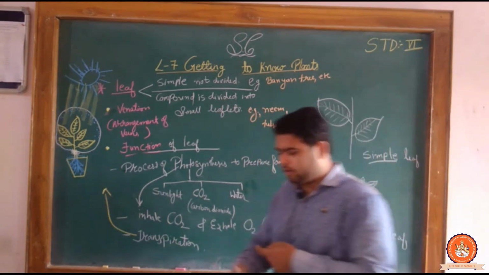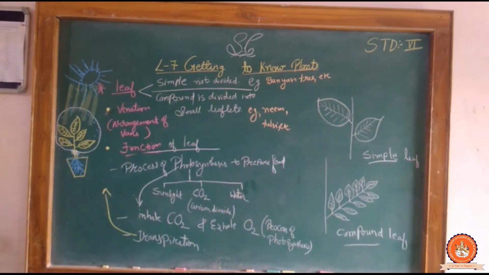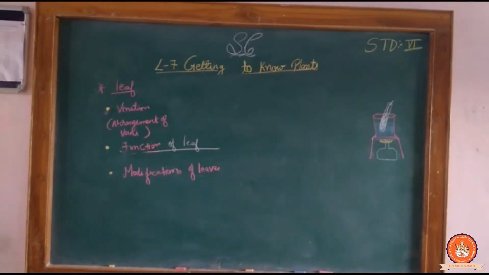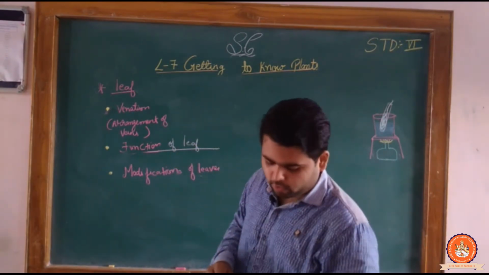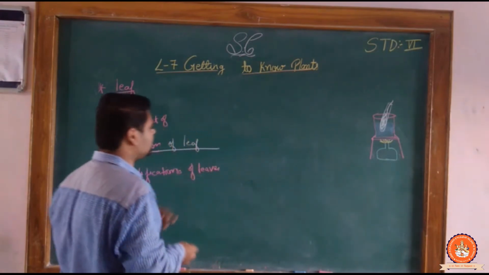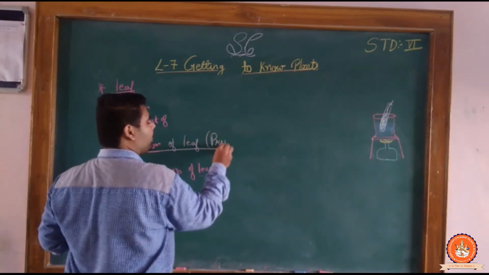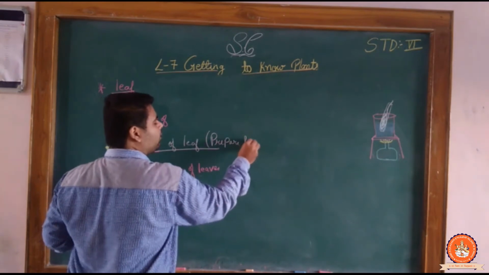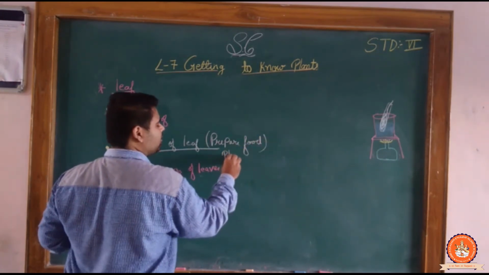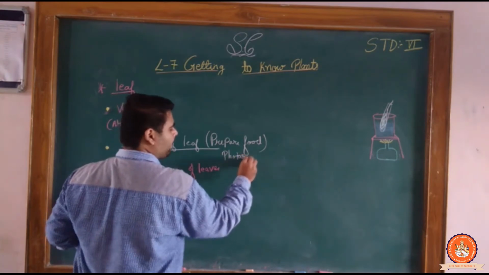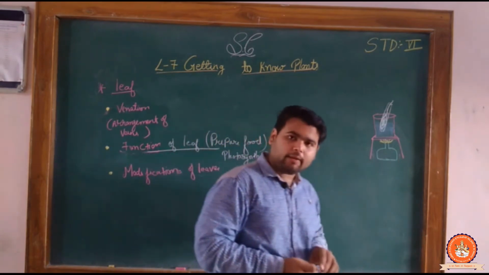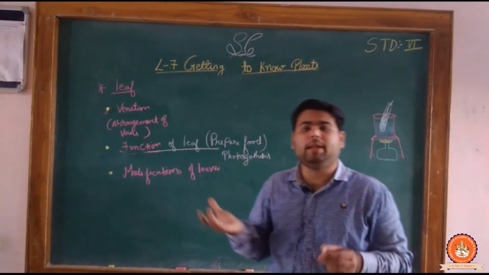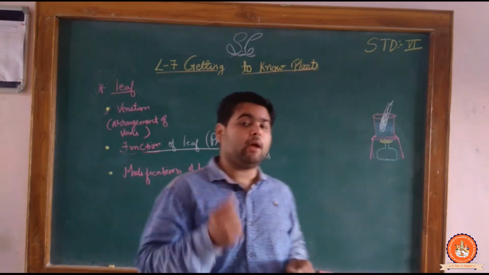Clear? So write it or take a screenshot so we can move on to the further slide. Okay, so we had discussed that in the function of the leaves there is a process of photosynthesis. Why the process of photosynthesis? To prepare food. The process is photosynthesis. Clear? So to verify whether the particular leaves are preparing food or not, for that we have an activity.